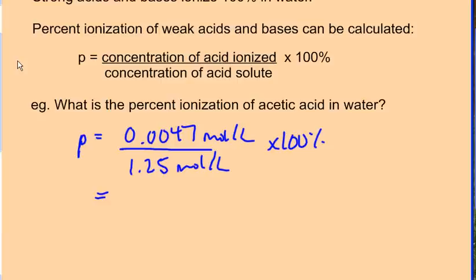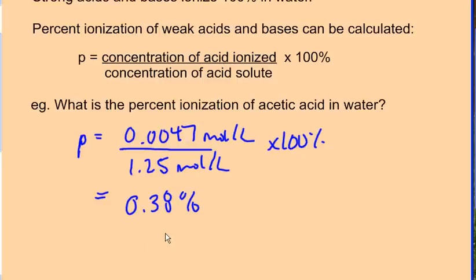Alright, so let's see. 0.0047 divided by 1.25. And what we find is the percent ionization for acetic acid is about 0.38%. So that means if you put about 300 molecules of acetic acid into a solution, about one of them would actually ionize. So it's a pretty low percentage.